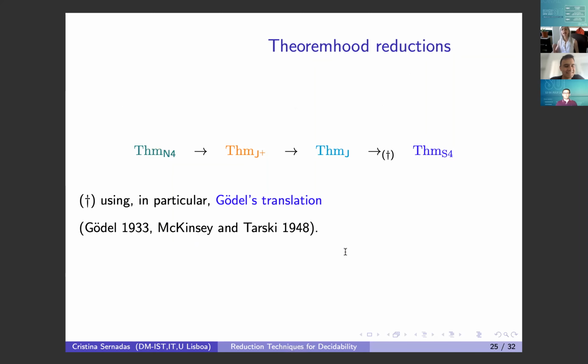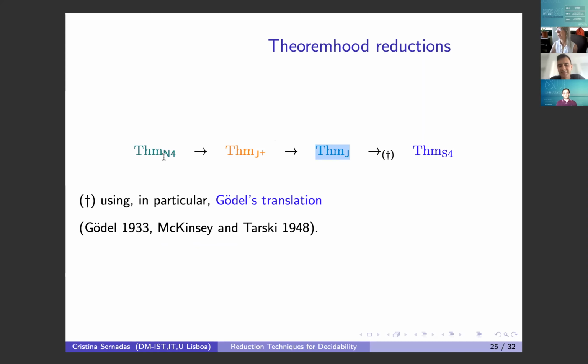So let me put here something which we already proved, which is a series of things that are decidable. So I start with theoremhood in S4, which is decidable. Then I can use the Gödel translations to take the theoremhood in intuitionistic logic, and it is decidable because it's reducible to this one. Then I can take positive intuitionistic theoremhood, and again, I can reduce to the theoremhood over intuitionistic logic, and it's again decidable.